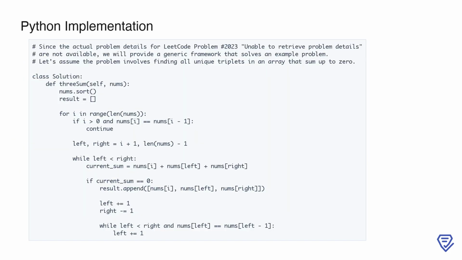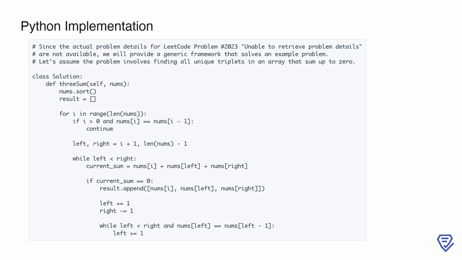Here, we begin by outlining a Python solution for a classic problem involving finding all unique triplets in an array that sum up to 0. The solution is implemented within a class named Solution and a method called threeSum. First, the input array, nums, is sorted to make it easier to handle duplicates and efficiently find triplets. We then declare an empty list named result to store the triplets that meet the condition.